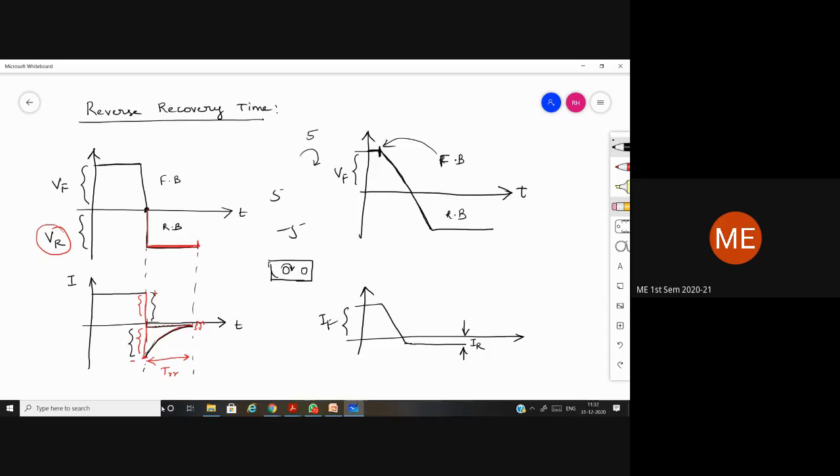So when you are changing it, even the diode takes some time to adapt to the new voltage. It cannot suddenly adapt. It takes some time to adapt to the new voltage. So that time is known as the fall time. Because of this fall time, we are going to have this reverse recovery time.